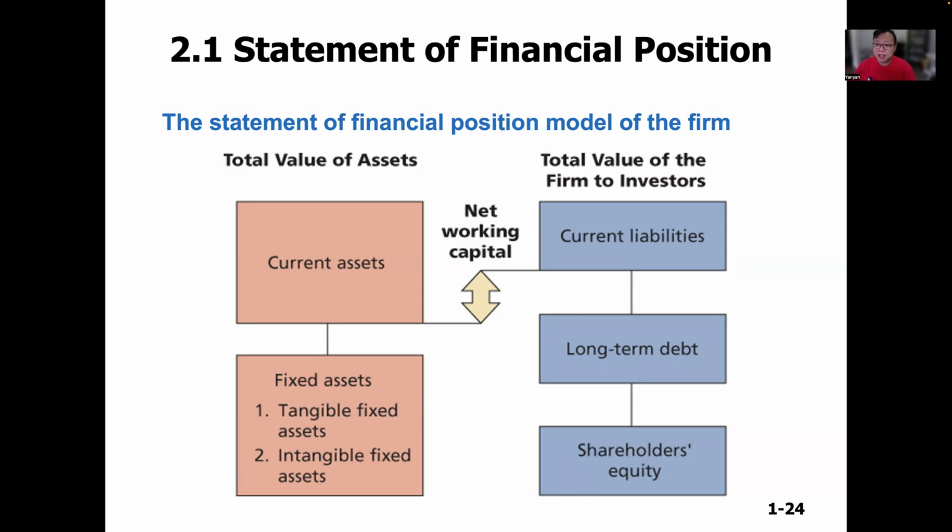Moving on to the right side, those are the liability and equity sections. On the top, you have the current liability, then the long-term debt, and at the bottom, the shareholders' equity. A very important terminology in finance is net working capital. So what is net working capital? That would be current assets minus current liabilities. When you take the difference between current assets and current liabilities, that gives you the net working capital.